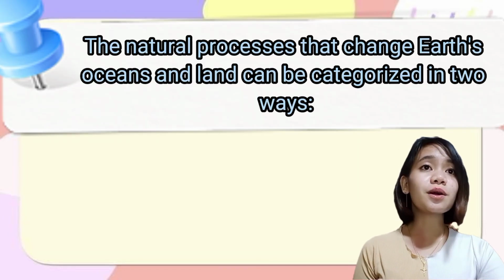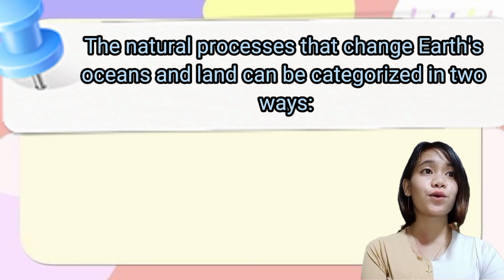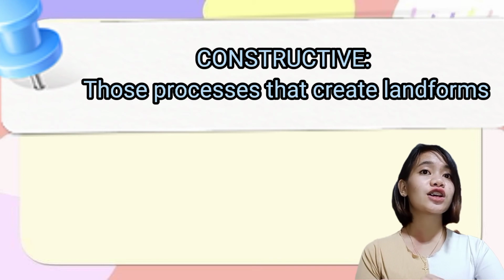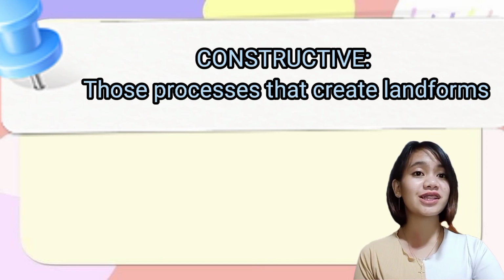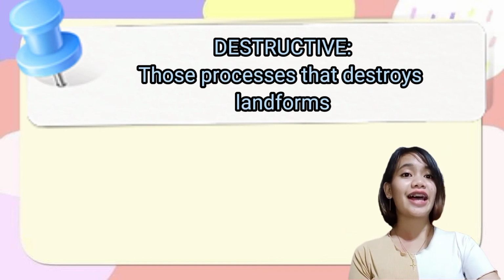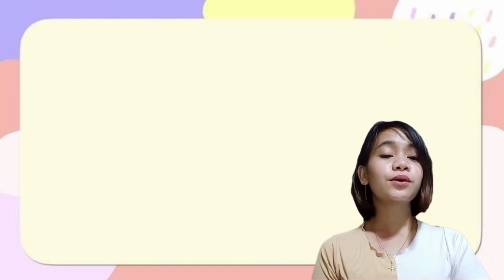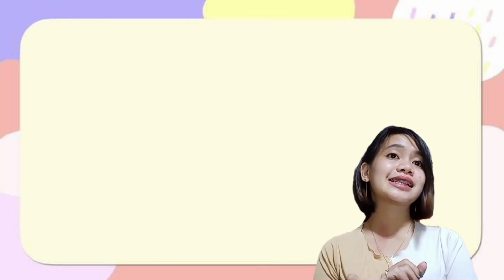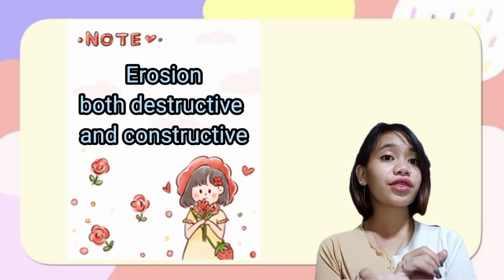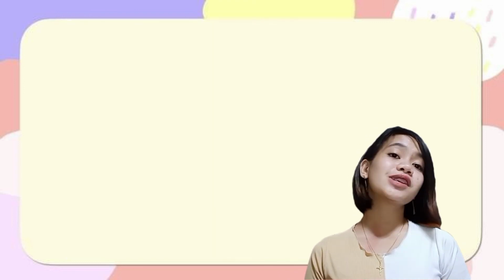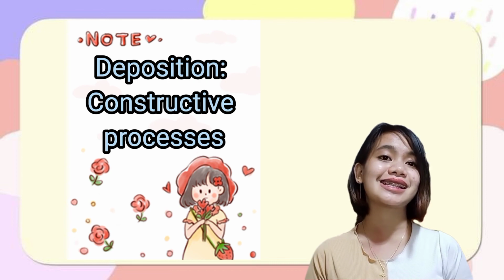And then the natural processes that change Earth's ocean and land can be categorized into two ways. First is the constructive. Constructive, those processes that create landforms. And the second one is the destructive, those processes that destroy landforms. Take note that the weathering is a destructive process. Then the erosion is both constructive and destructive processes, and the deposition is a constructive process.